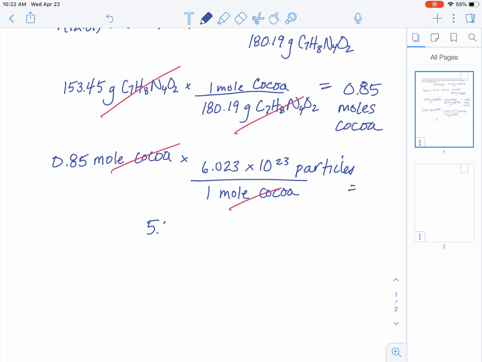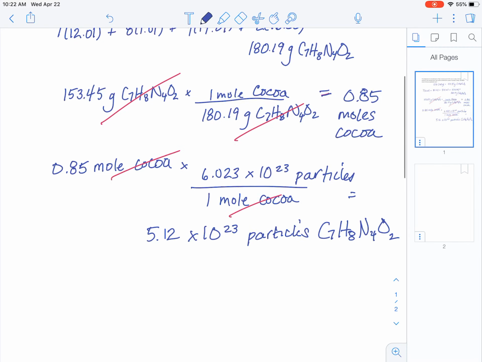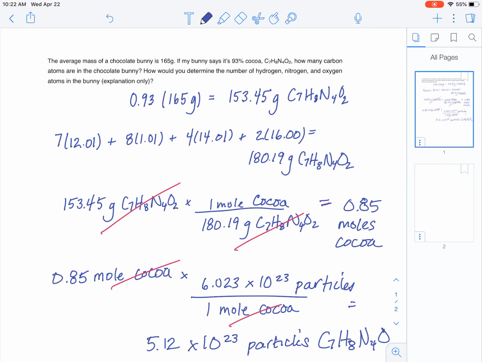So multiply 0.85 times 6.023 times 10 to the 23rd, and you get a lot of cocoa particles. It's going to be 5.12 times 10 to the 23rd particles of cocoa, which is, again, C7H8N4O2. Okay? So that's not what the question is asking us to solve for, though. It's great that we know number of particles, but if you look back at the original question, it asks how many carbon atoms are in the chocolate bunny.